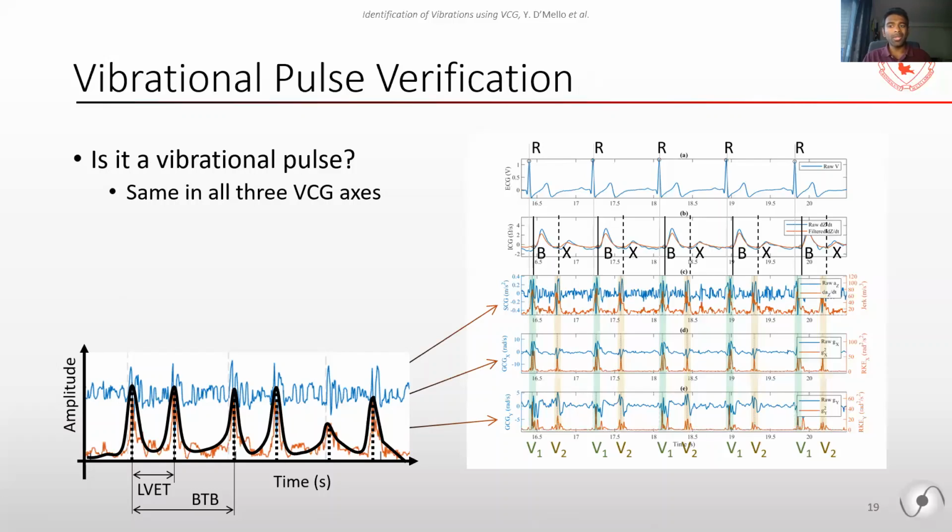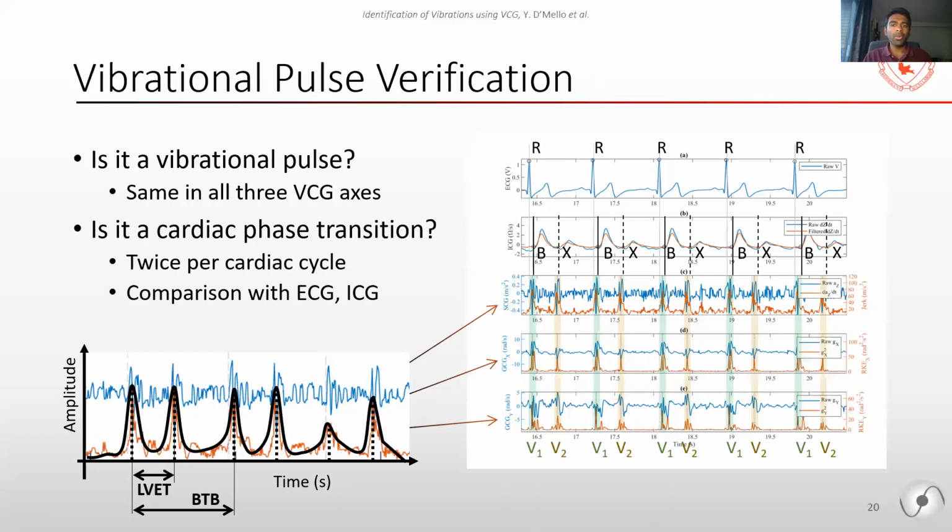So now that we know that we're detecting vibrational pulses, how do we know that these pulses are actually related to cardiac phase transitions? Well, one indication is the fact that the processed waveform only has two peaks in each cardiac cycle. But just to verify that hypothesis, we also recorded ICG and ECG.